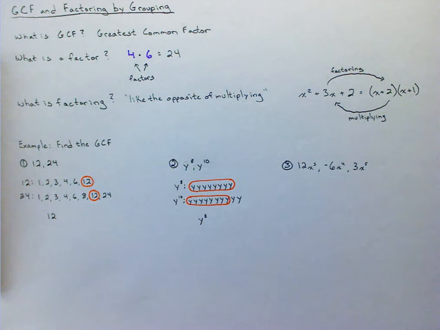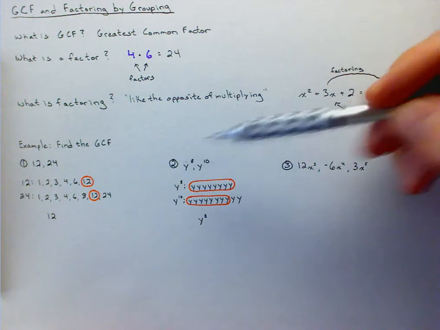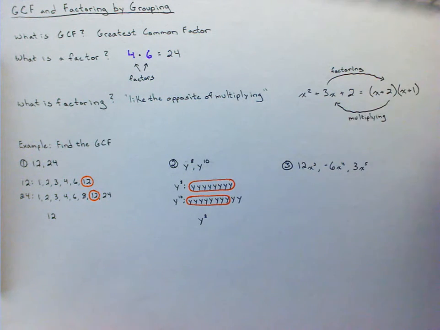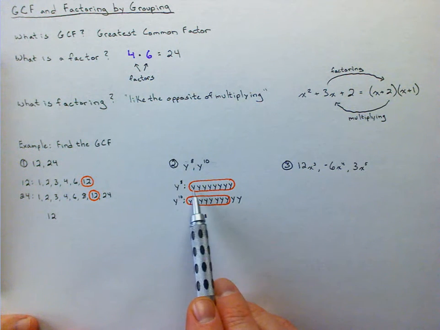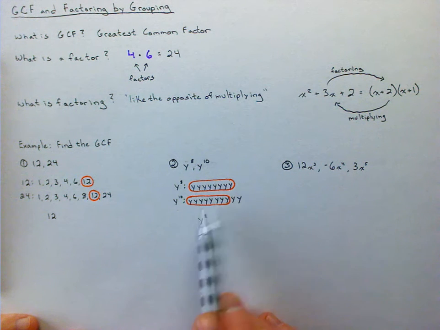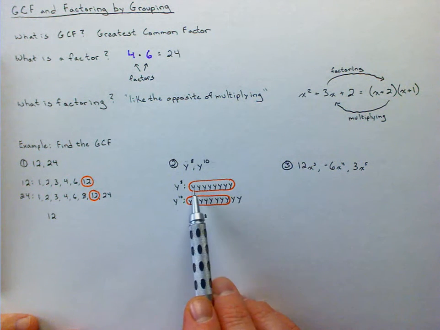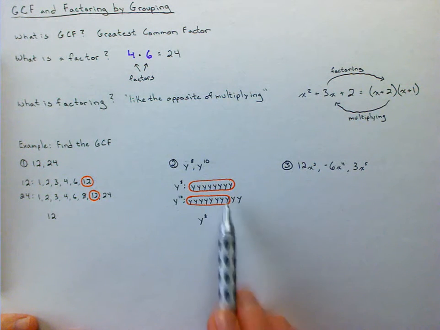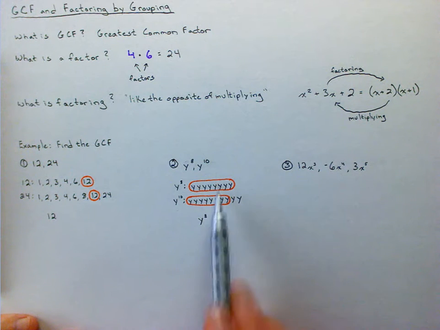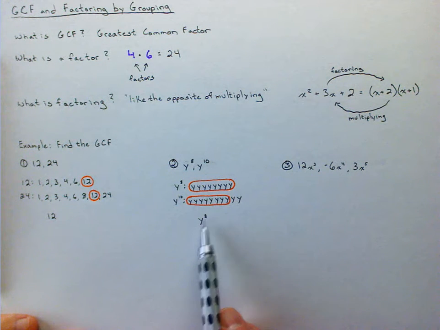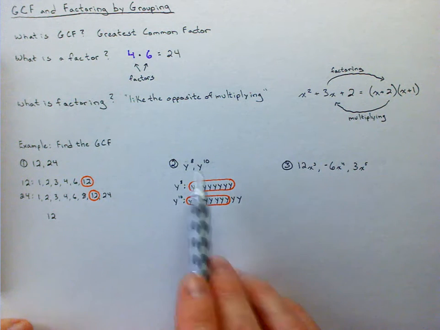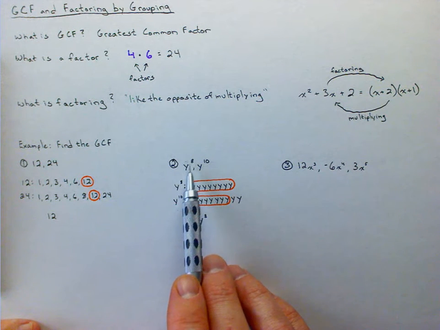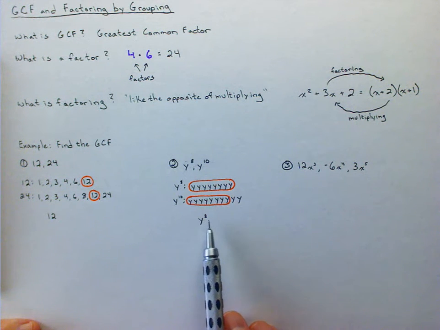What happens whenever I'm not given numbers? I'm given something like y to the 8th power and y to the 10th power. The way you can view that is that you can just write all of those out. Here I have 8 y's and here I have 10 y's. I'm limited by there being 8 y's. There are 8 y's down here, so that's it. 8 y's and 8 y's, so y to the 8th. In essence, whenever you have a variable to a power, your lowest exponent will be that greatest common factor.